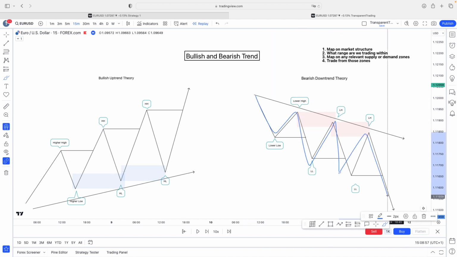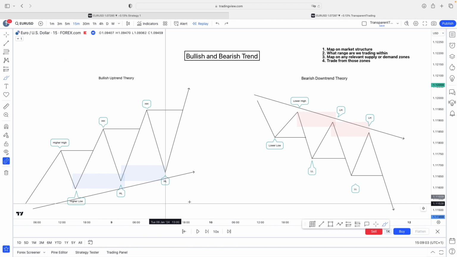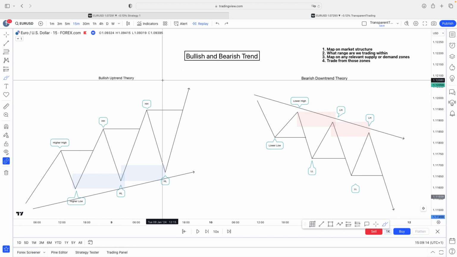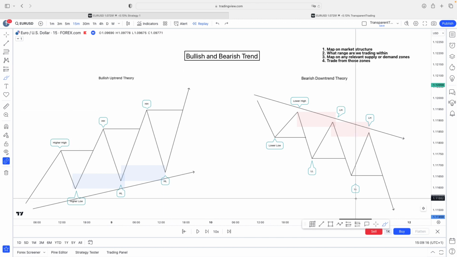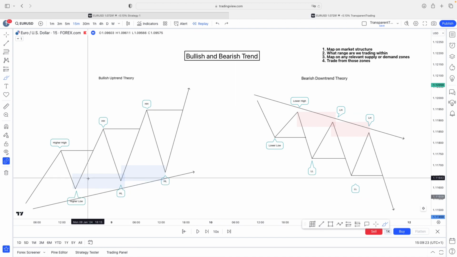In a bearish market, there's lower lows and lower highs being created. Okay, so in a bullish market, right, we want to take longs. That's our general original trade idea, that we're bullish and so we want to trade with the trend, and so we want to take longs. Okay, so what we do is we map on our market structure first, and then we look for our supply or demand zones within our trading range to then potentially take trades from.